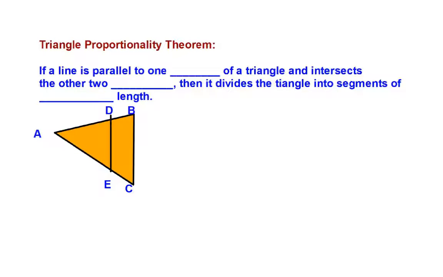So the first one we're looking at is called the triangle proportionality theorem. It says if a line is parallel to one side of a triangle, so parallel to one side, and intersects the other two sides. So notice that it intersected the other two sides of the triangle. It's parallel to the one, it intersects the other two sides. Then it divides the triangle into segments of proportional lengths.